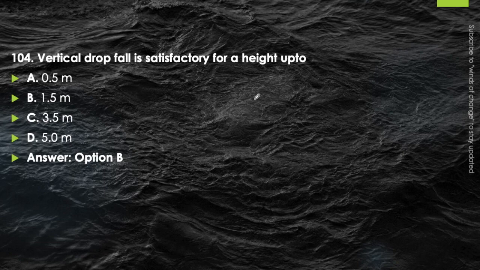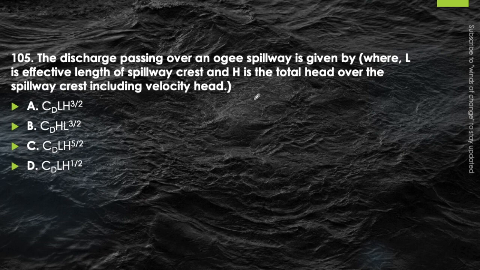Next question. The discharge passing over an Ogee spillway is given by, where L is the effective length of spillway crest, H is the total head over the spillway crest including velocity head, and CD is the coefficient of discharge. CD L H raised to power 3 by 2, or CD H L raised to power 3 by 2, or CD L H raised to power 5 by 2, or CD L H raised to power 1 by 2. Which one will be the correct answer here? Think about it.